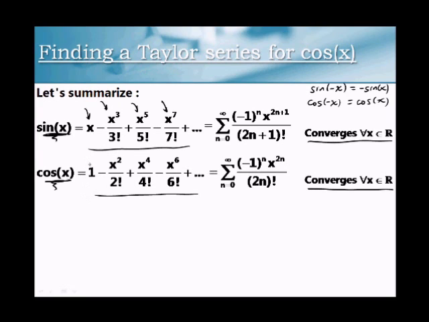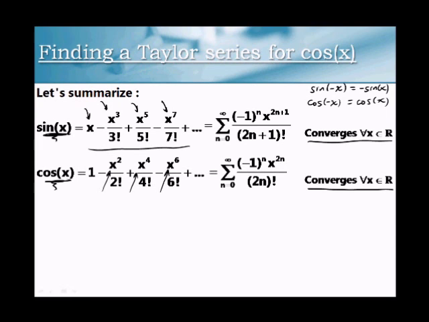On the other hand, for cosine, look at all of these even powers of x. If I plug negative x into the cosine of x, all of these even powers of x make no difference. Negative x quantity squared doesn't change the sign of the term. Negative x quantity to the fourth power won't change the sign of the term.